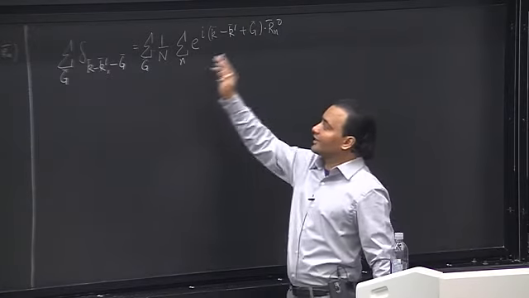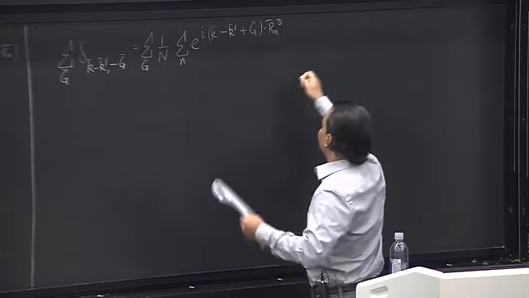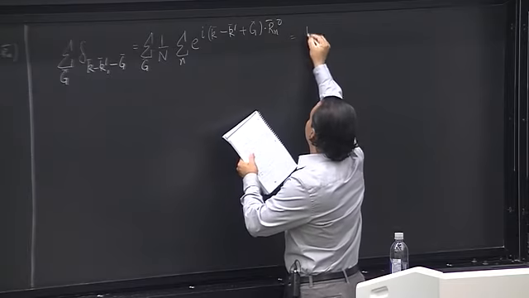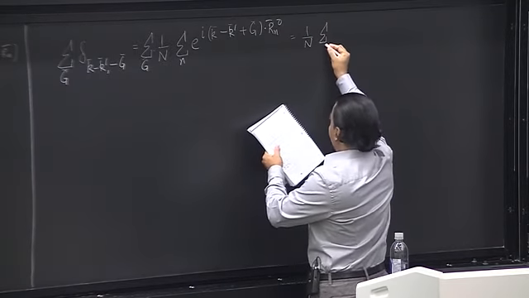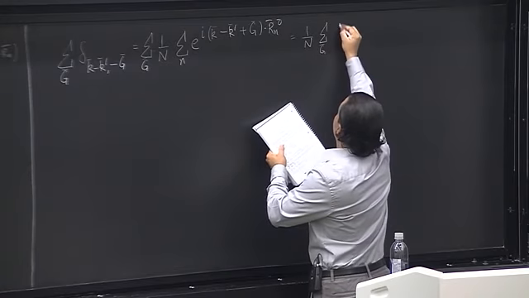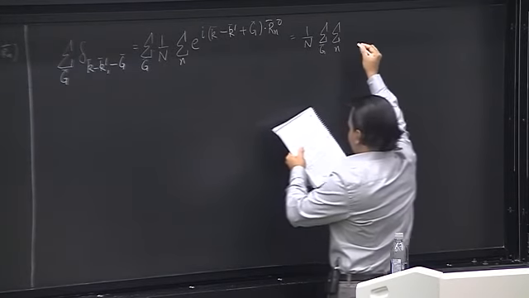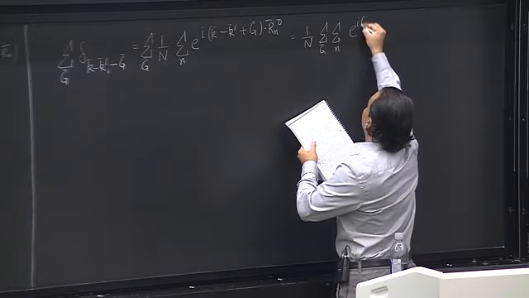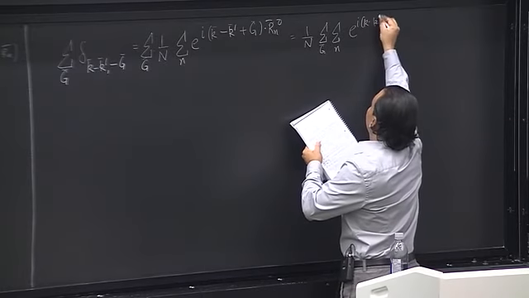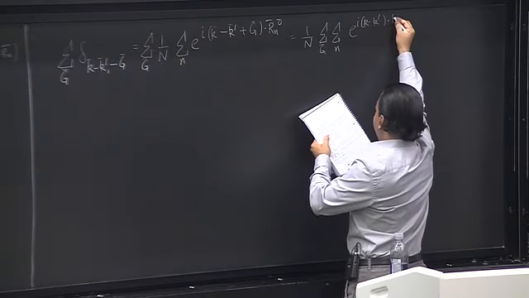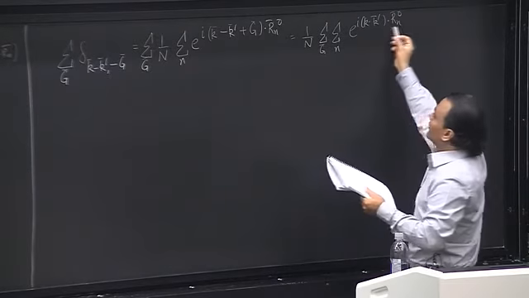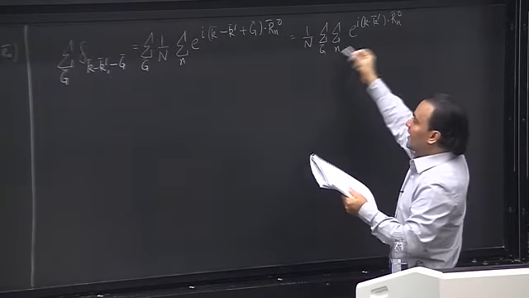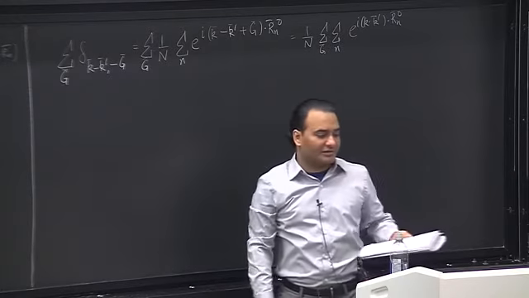So this you can easily show by rewriting this as 1 over N, sum over G, sum over n, e to the power i (k minus k prime) dot R_n naught. Now this sum over n and 1 by N just gives you the delta function.